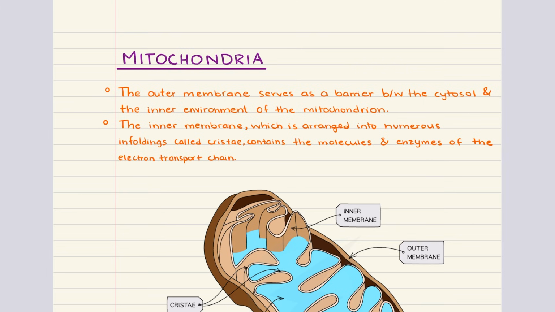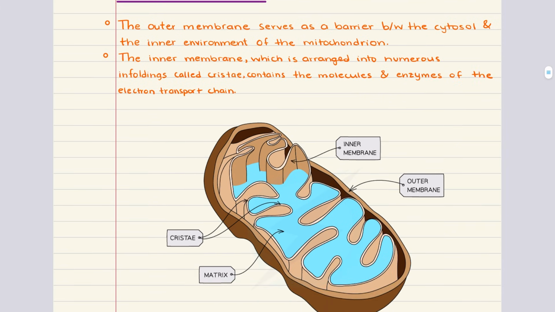Mitochondria are enclosed by two membranes. You have the outer membrane, which separates the mitochondrion from the cytosol, and it acts as a boundary between the cell and the internal mitochondrial environment. It's relatively porous, and it allows small molecules and ions to pass freely into the space between the membranes. This region is called the intermembrane space.